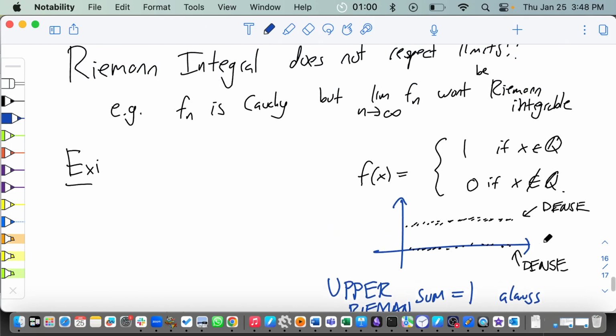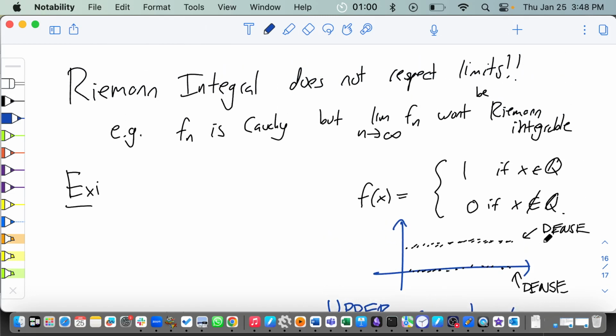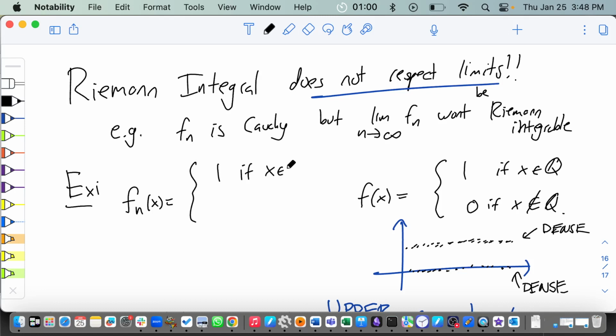Okay, and that wasn't a big problem before. We're like, okay, some functions are not integrable. But the real issue is that we don't respect limits. So I'm going to write down a sequence of functions that converges to the function f, and those functions are integrable. So here's my sequence of functions. fn of x is going to be 1, not for every rational, but just for a list of the first n rationals, so q1, q2, all the way up to qn, and 0 otherwise.